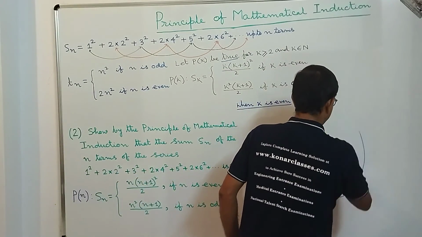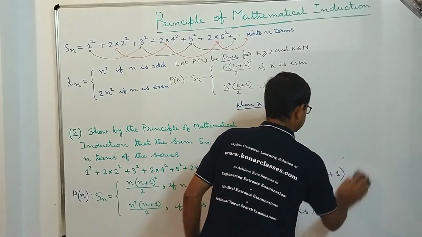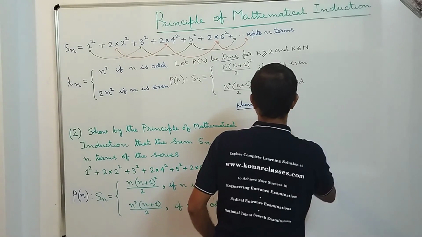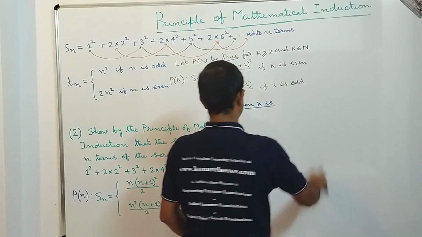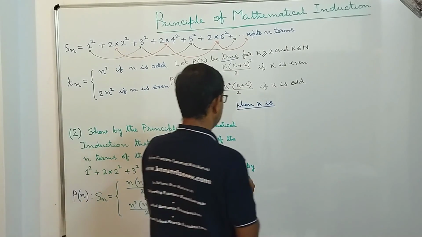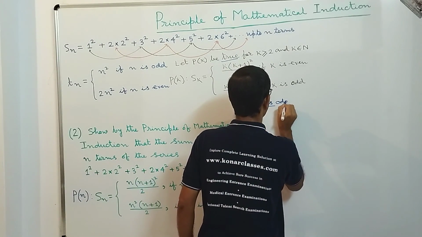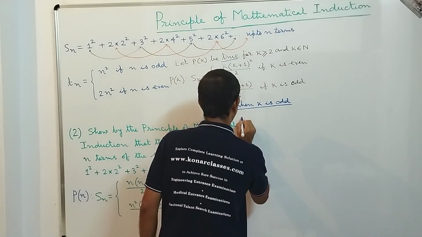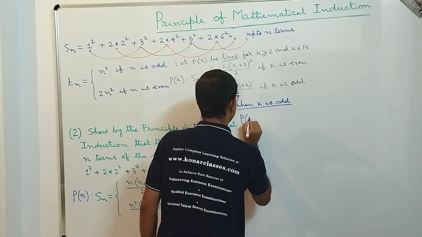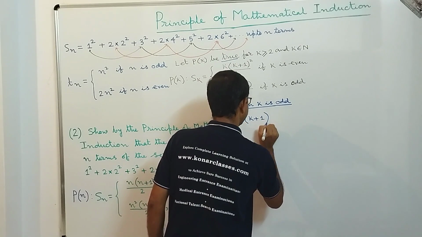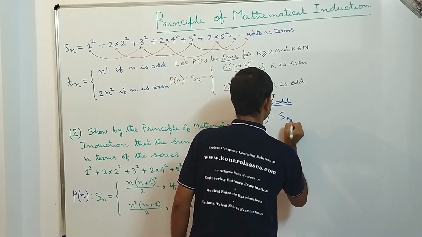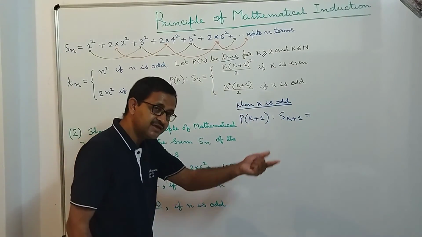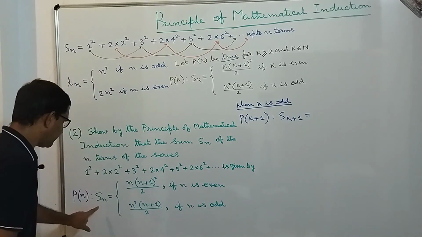Let me write it down here, dear students. So when k is odd, what you need to prove? What is our mathematical statement? pk plus 1. Here pk plus 1 is sk plus 1, and when k is odd, that means k plus 1 is even. K plus 1 is even means what?